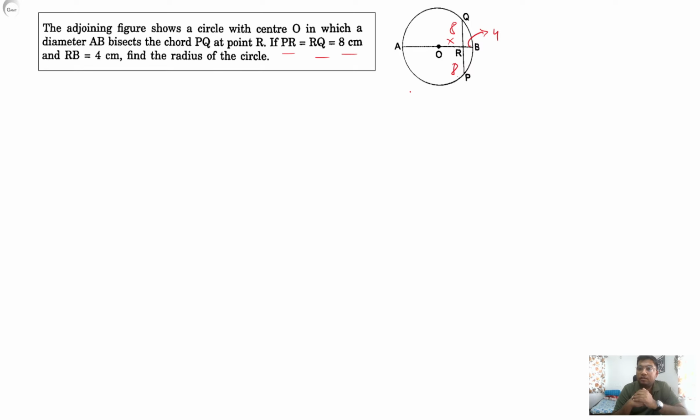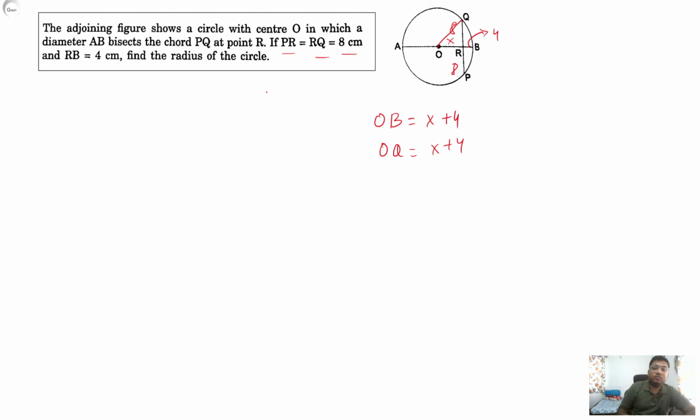They are asking you to find the value of the radius. So I'm just going to join this. Now, the trick in this question is, if you notice, OB is the radius and therefore it should be x plus 4, OR plus RB. But don't you think OQ is also the radius? And one circle cannot have two different radii. So precisely, the OQ also needs to be x plus 4.